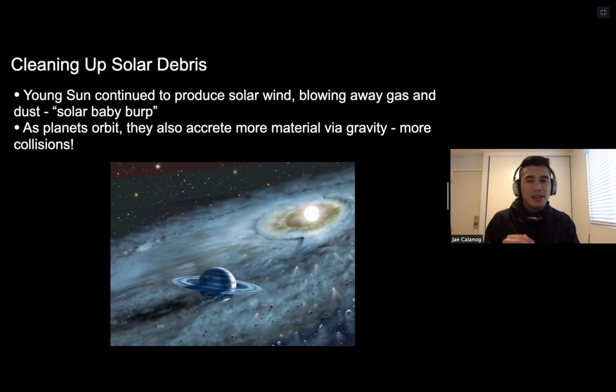It's like when the sun was first a baby, it would keep burping away all of this material outward. And then the second mechanism, that's the word I was looking for, is when planets are orbiting, they're also able to accrete more material via gravitational forces. That leads to more collisions, and from those collisions, they're able to retain some of that material, cleaning up their orbits, leading to a more quote-unquote organized solar system.